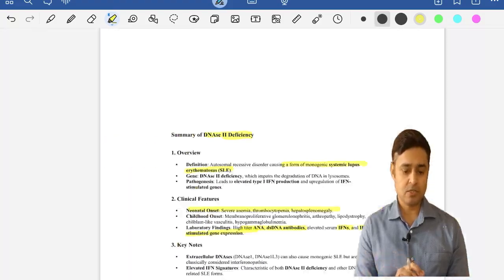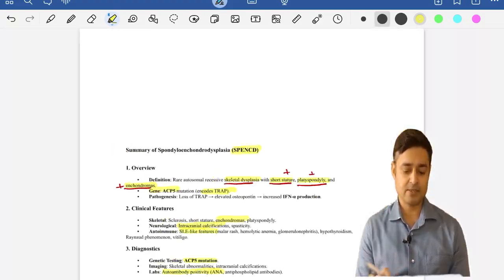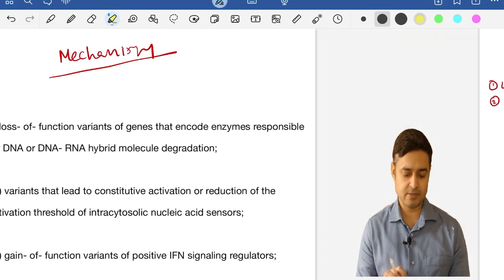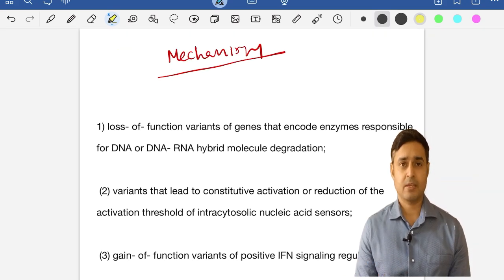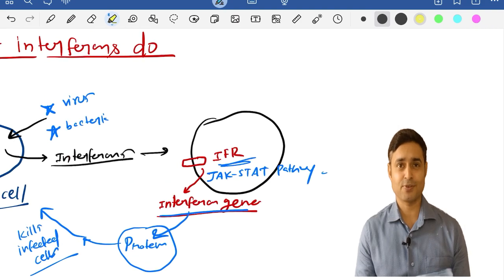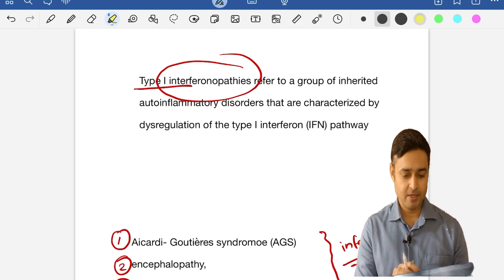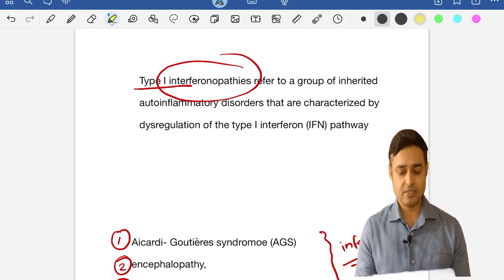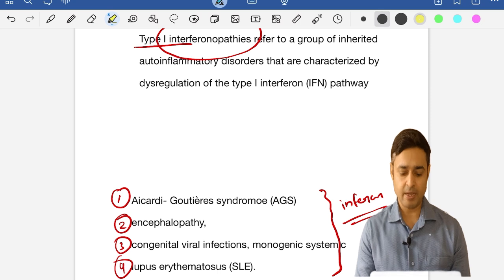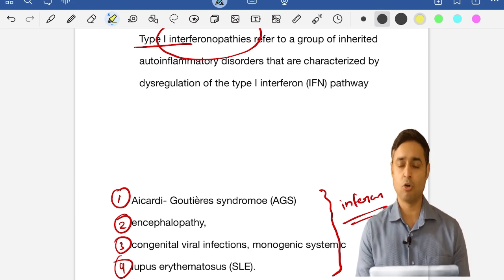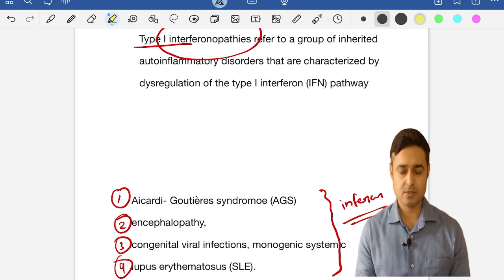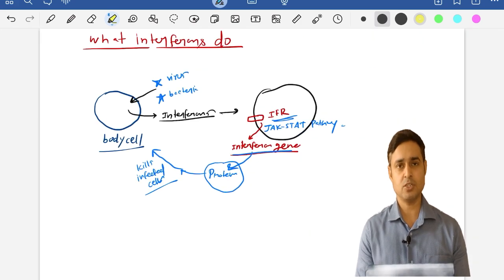So I will just quickly revise. We'll just quickly revise in 5 minutes. So keep straight, and this is the crux of interferonopathies in the next 5 minutes. So what are interferons? These interferons are a protective mechanism of the body. AGS, encephalopathy, SLE, and congenital viral infections had a common spectrum, which led investigators to investigate the common mechanism behind them, which was interferon.